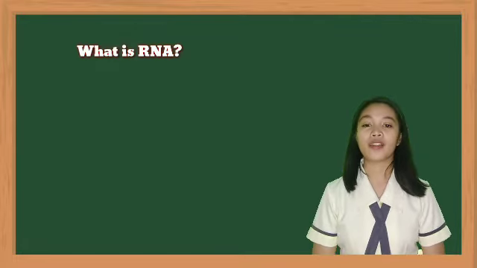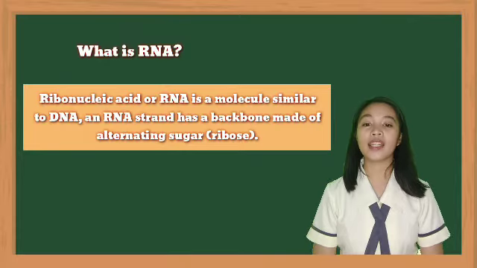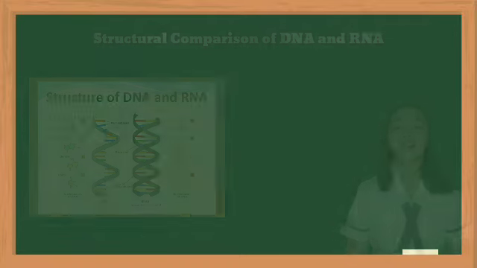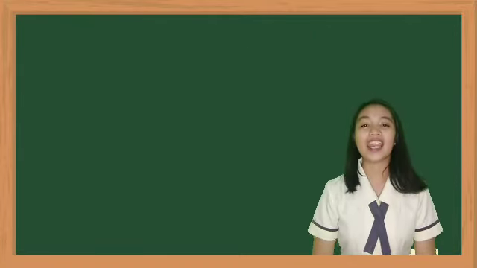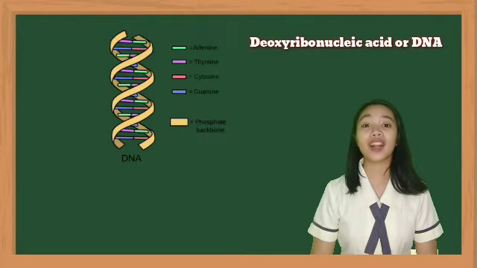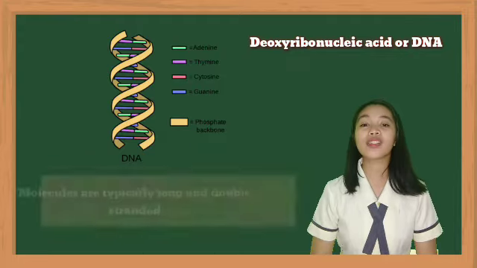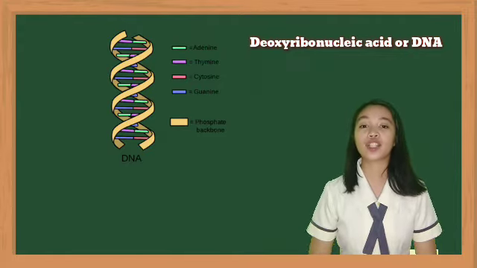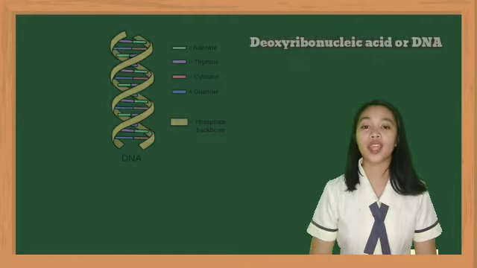Very good. Ribonucleic acid, or RNA, is a molecule similar to DNA. An RNA strand has a backbone made of alternating sugar ribose. Structural comparison of DNA and RNA. What is DNA? Anyone? Very good. DNA is stable under alkaline condition. Molecules are typically long and double-stranded. It contains a slightly different sugar, deoxyribose, and thymine.